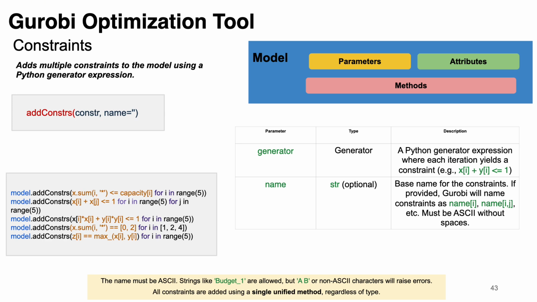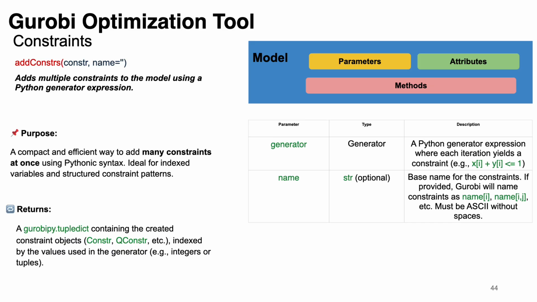It handles linear, quadratic, and general constraints equally well. If you provide a base name, Gurobi will automatically index the constraint names for you, like name[0] and name[1], keeping your solver logs perfectly organized.